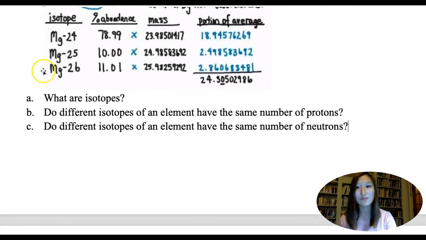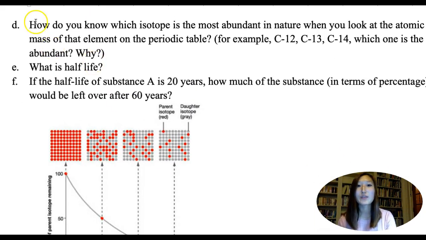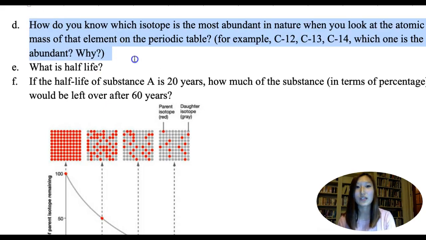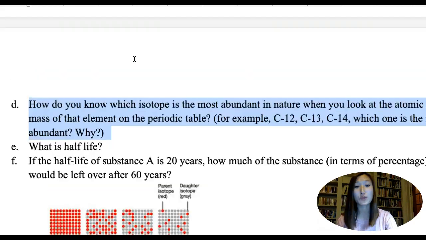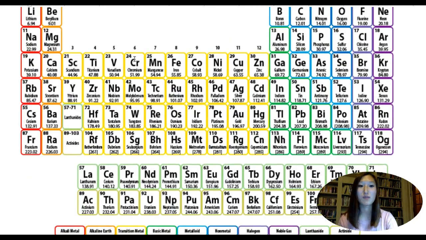If you have magnesium-24, you can have 12 electrons, 13, 14, it doesn't matter, as long as you have 12 protons and 12 neutrons, that will make magnesium-24. All right, how do you know which isotope is the most abundant in nature when you look at the atomic mass? Whichever isotope's atomic mass is closest to what's shown on the periodic table should be the most abundant, right?